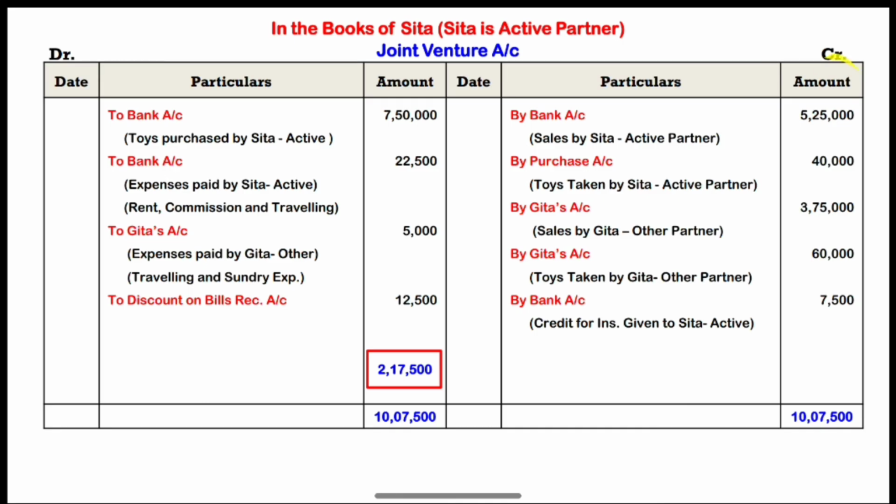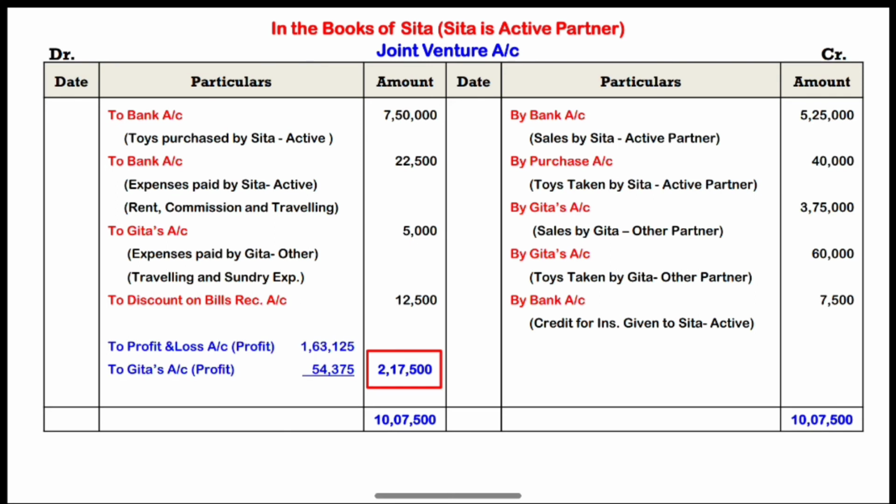So when we close joint venture account, total is 10 lakh 7,500 minus all the debit amount, we will get balance 2 lakh 17,500. And this 2,17,500 is distributed in the ratio of 3:1. You have to do that distribution. If we distribute in 3:1, how much will it come? 1,63,125 and to Gita 54,375.